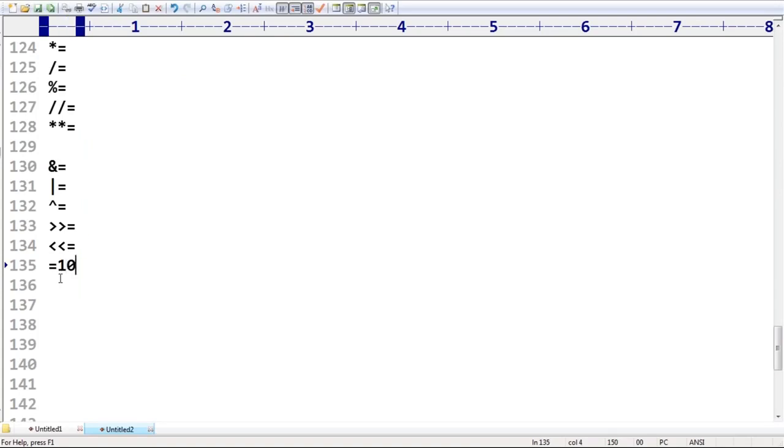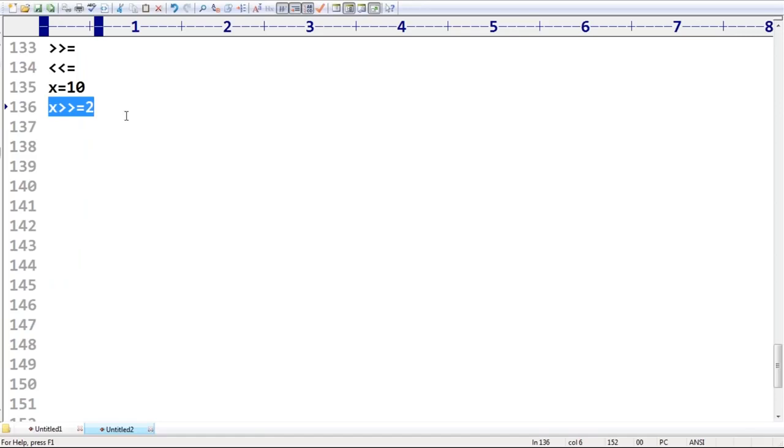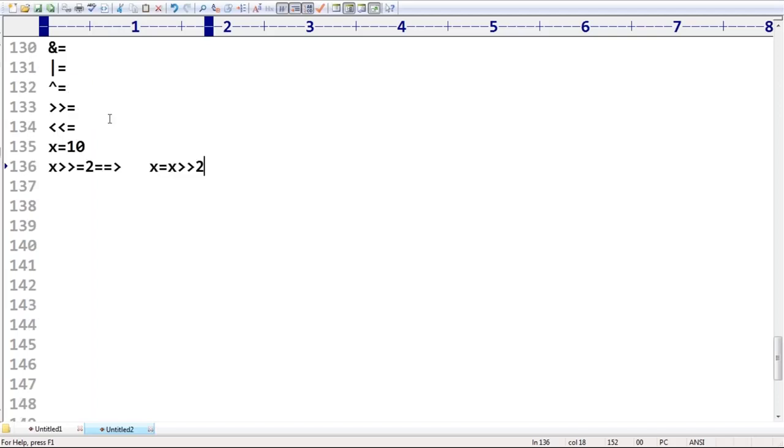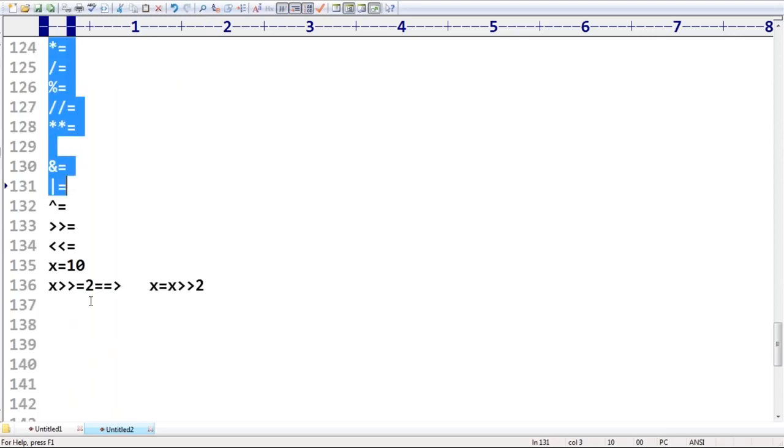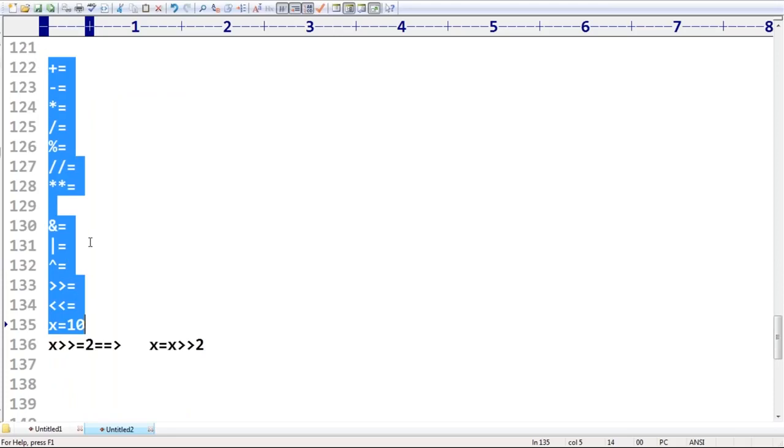Take x is equal to 10. Observe that x right shift equal 2. Can you please tell what is the meaning of this line? This line means x is equal to x right shift 2. So we can combine the assignment operator with some other operator, which is nothing but a compound assignment operator.